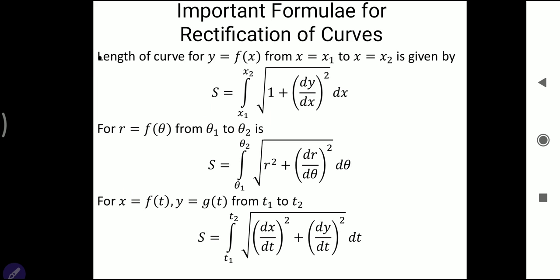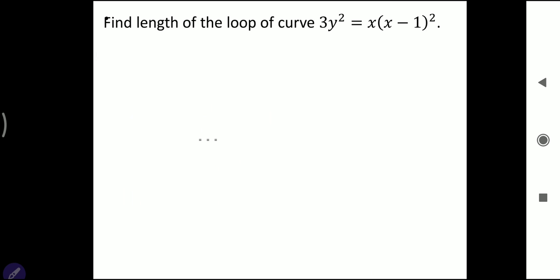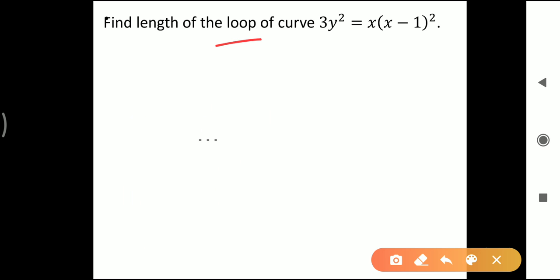We are not going to solve many examples, but let us start with one example on a Cartesian curve. We want to find the length of the loop of the curve 3y square is equal to x into (x minus 1) whole square. This is a Cartesian curve, with y given in terms of x. If you look at the symmetry of this curve, it is symmetric about the x-axis, because the power of y is even. So the loop that you are going to have has half its part above the x-axis and half below the x-axis, because of the symmetry.